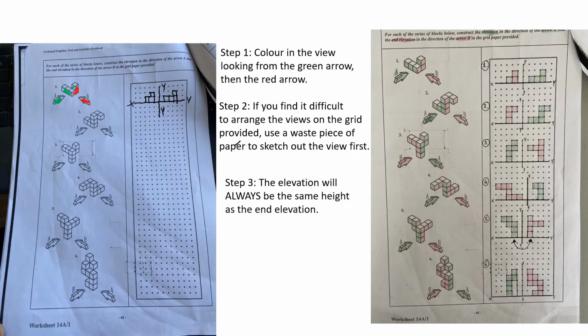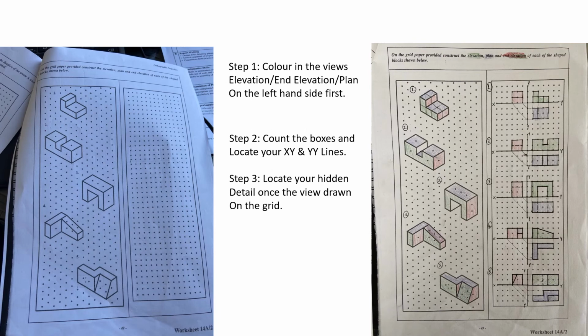Step 3, the elevation will always be the same height as the end elevation. So in my solutions here on the right hand side, you'll notice that they're all the same heights. You will never get a solution where they'll be different heights. If there is, then there's something wrong, and you'll have to go back and have a look at it again. Okay, so that's the first sheet.